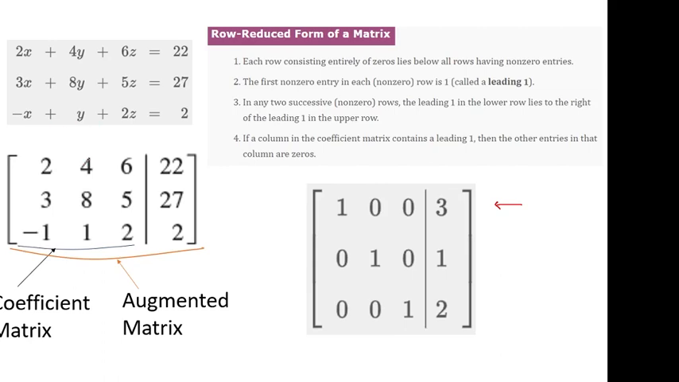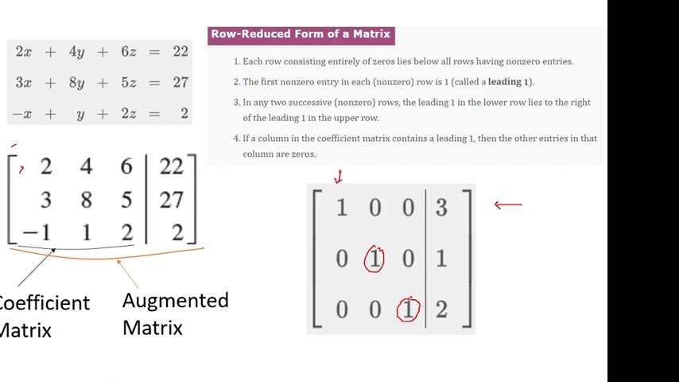So this first one up here in the upper left-hand corner, let me find my marker. There it is, way over there. This first one right here has only zeros below it. This second one right here has a 0 above and below it. This third one right here has zeros above it. And then the fourth column are the constants.